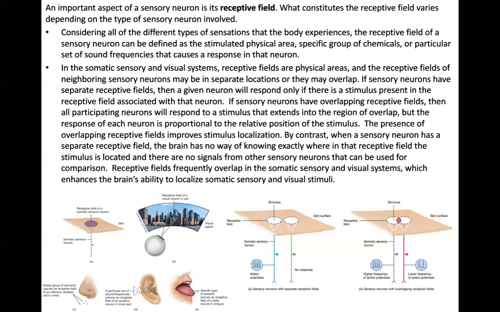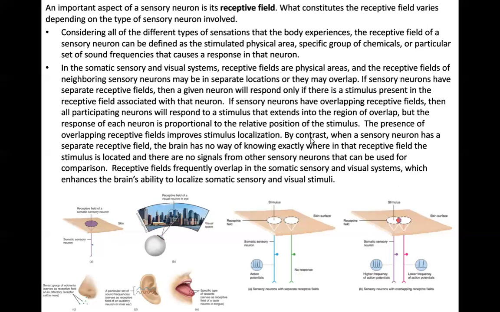Like if you were to push in on your skin with a pencil, you will be able to locate it more easily. This is what we call stimulus localization. Presence of overlapping receptive fields improves stimulus localization. I'll get into that more here for a bit.